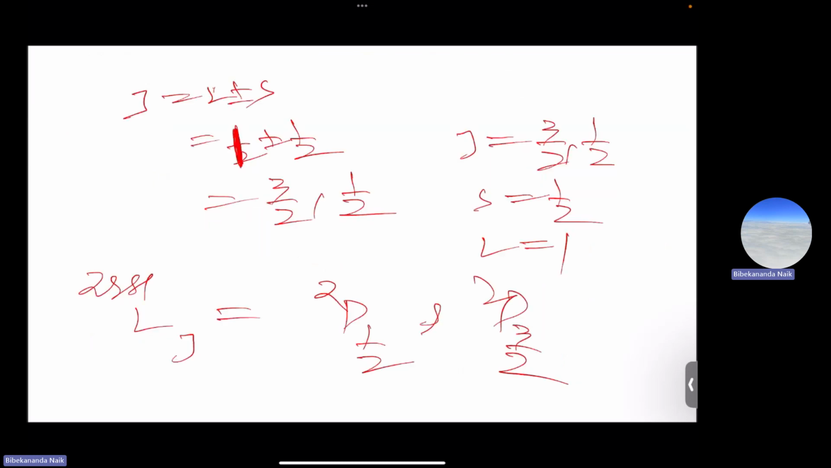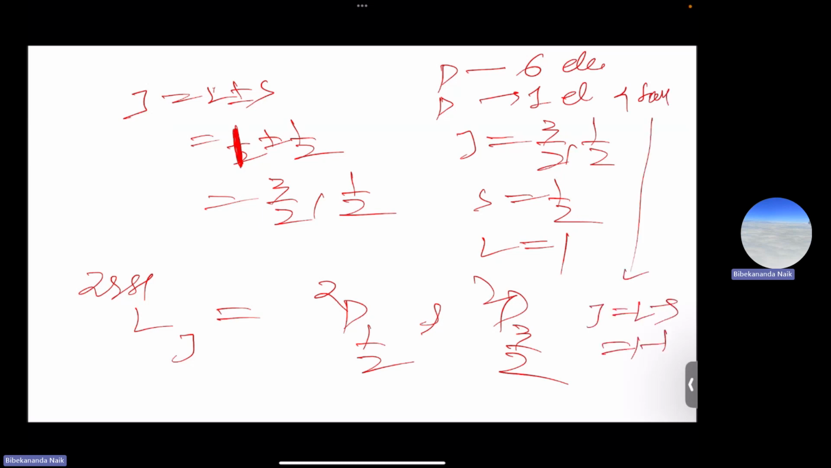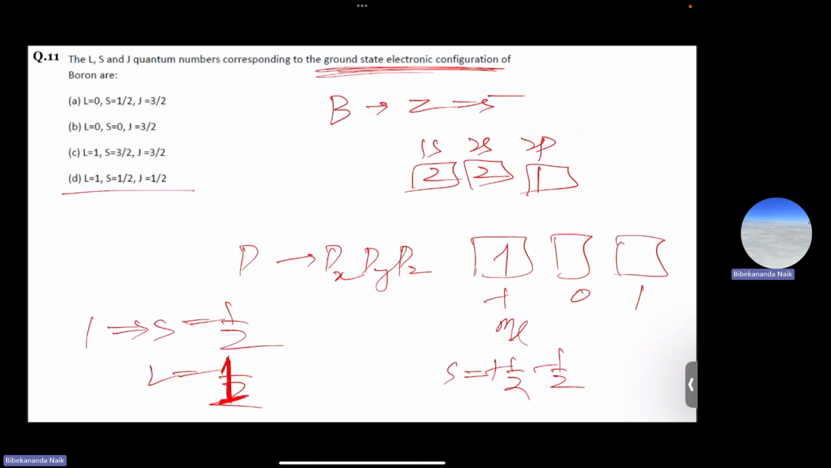And if the shell is more than half filled, then the highest J value corresponds to the ground state. So here, p can have 6 electrons, but here p has 1 electron, so it is less than half filled. Less than half filled means the value of J will be L minus S, that is 1 minus half, that is half. So the ground state corresponds to J equal to half, and the ground state is 2p half. So for 2p half, L equal to 1, S equal to half, and J equal to half. So the correct option will be option D.